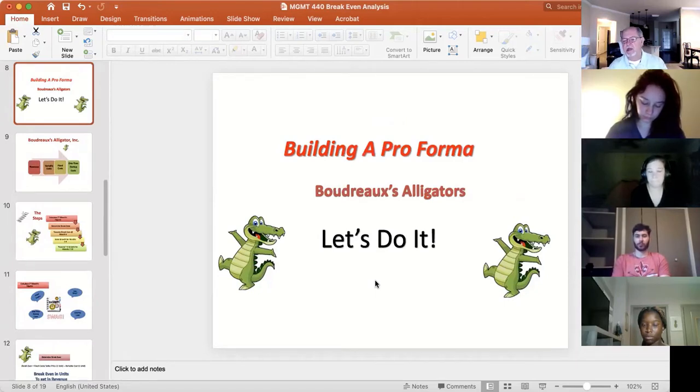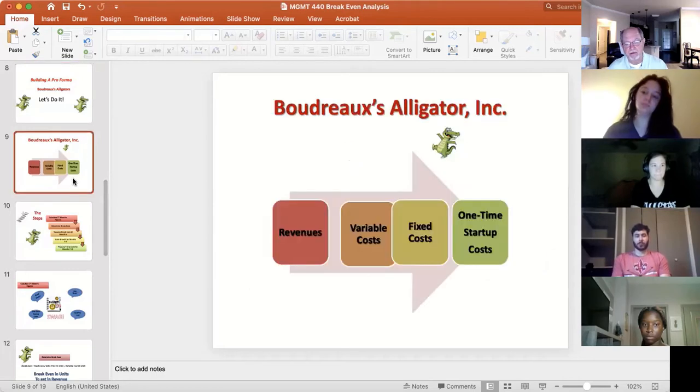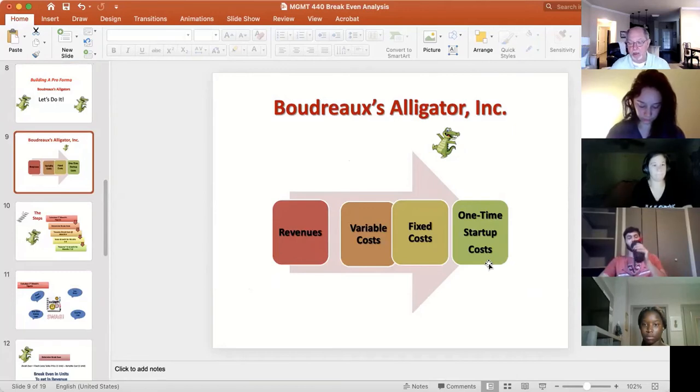Now, Boudreaux is setting up an alligator company, and they're going to go out and catch alligators. So for Boudreaux's, we want to know what his revenue is going to be, what his variable cost, what his fixed cost, and what his one-time setup cost is. Now, I'm going to give you a Boudreaux problem, just like this.